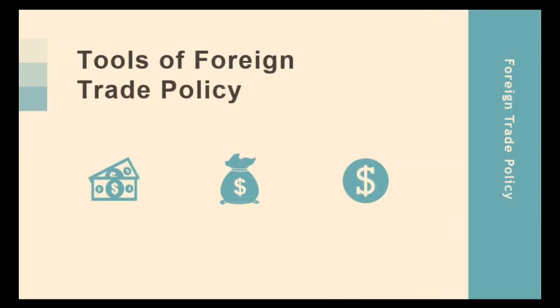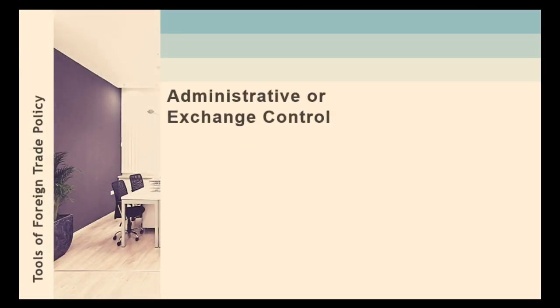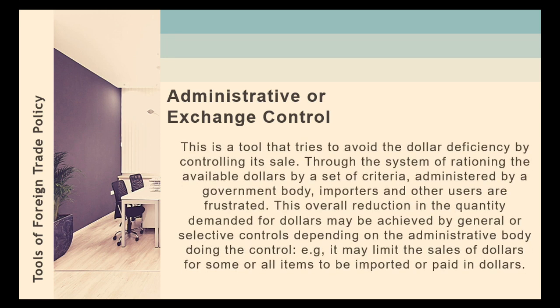There are also tools for foreign trade policy, and these are administrative or exchange control, exchange rate regimes, and tariffs and subsidies. And so let's discuss this one by one. First, we have administrative or exchange control. So this is a tool that tries to avoid the dollar deficiency by controlling its sale. So through the system of rationing the available dollars by a set of criteria administered by a government body, importers and other users are frustrated.